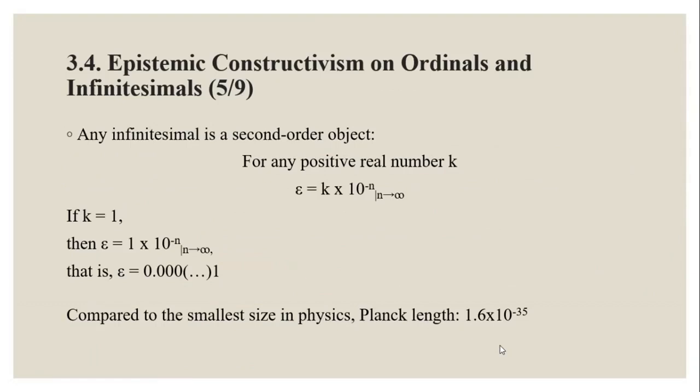That's what I claim. So here is a formula that defines an infinitesimal. This formula simply says that we are doing one thing, dividing a number k by 10, and we are doing this division infinitely many times. So in the case here, if k is 1, we have 0 point, and after the decimal point we have infinitely many zeros and then 1.